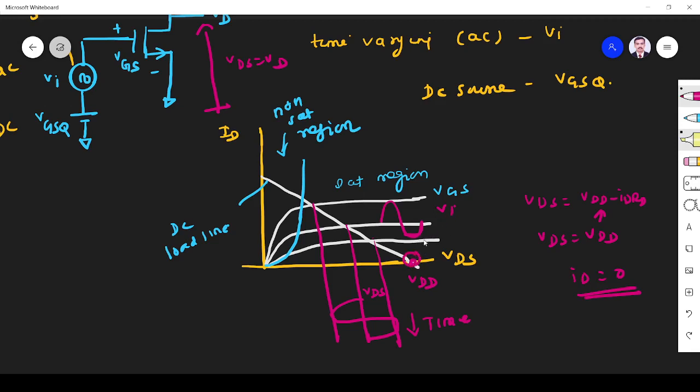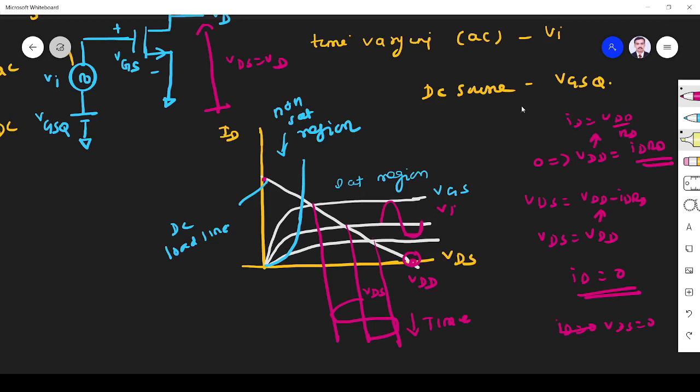When ID is equal to 0, VDS equals VDD. Now when VDS is equal to 0, what will happen to this equation? VDS equal to 0 implies VDD is equal to ID RD, so ID is equal to VDD by RD. This is what the load line is about.